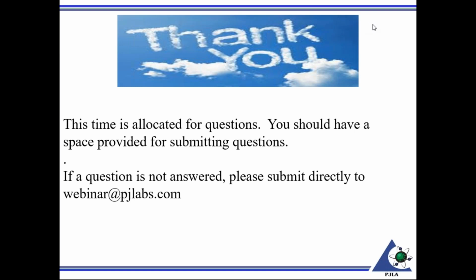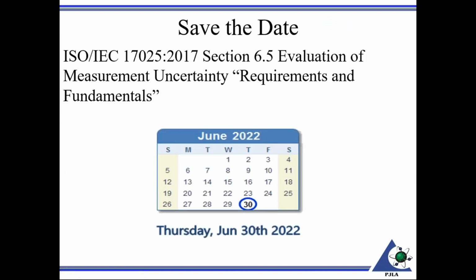Before we go, I just want to give you a heads up for next month. Section 6.5. I get a lot of questions, and even I come across them sometimes, even when I'm doing a presentation like today. There's a lot of interest in uncertainties, so we're going to look at that next month. Mark your calendar. June the 30th, we're going to look at section 6.5. These are the requirements in 17025 for measurement uncertainties.